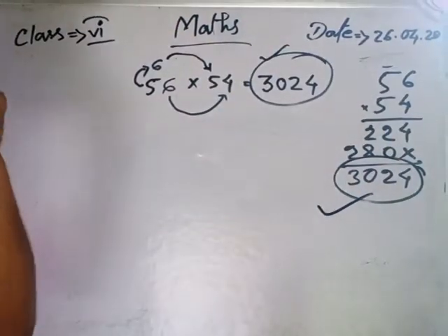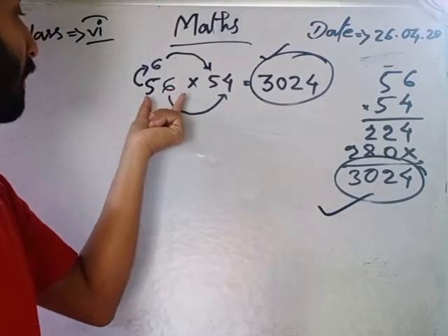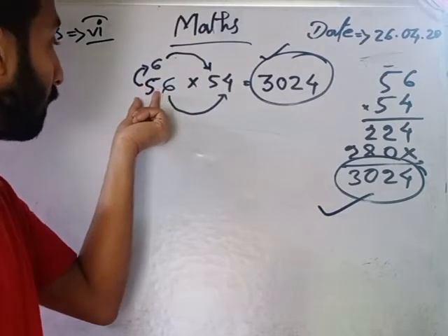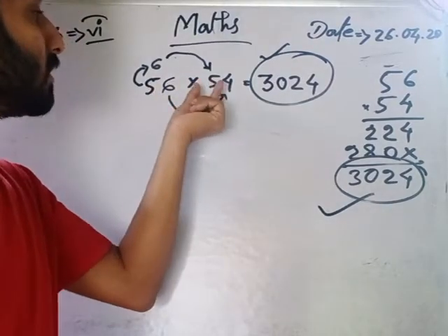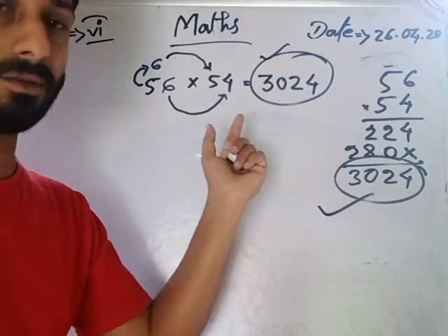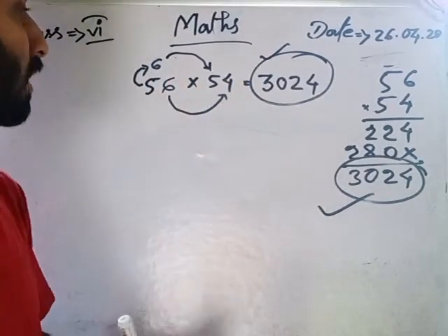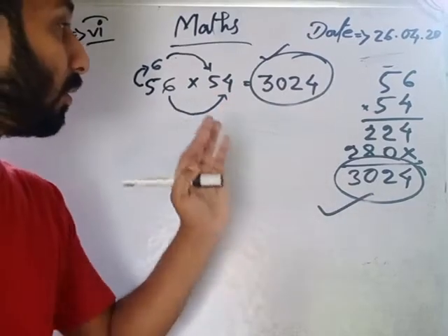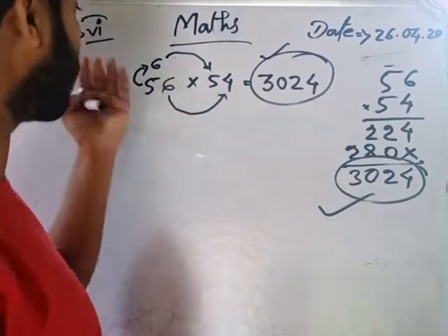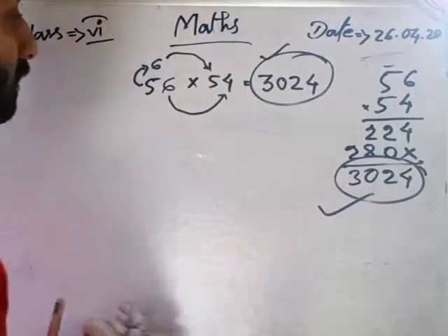Okay. If the number is a 2-digit number and the tens digit and the ones digit are the same, at that time this calculation, this type of trick, is applicable. On the other side, this multiplication process is not applicable. Okay.